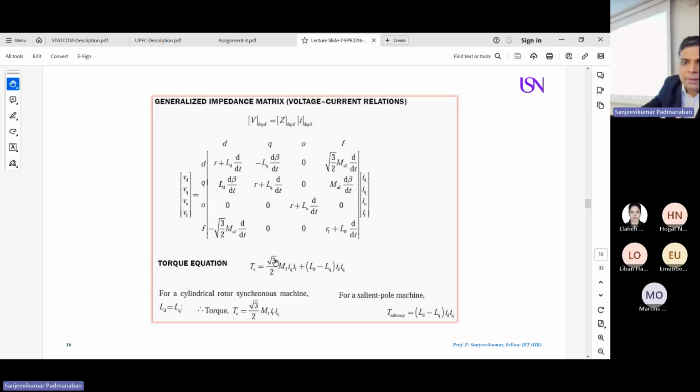It's clear to you? I am not going into the derivation. You have to study all these in your basics of electrical machines. The same has been repeated here, but in the form of a matrix.